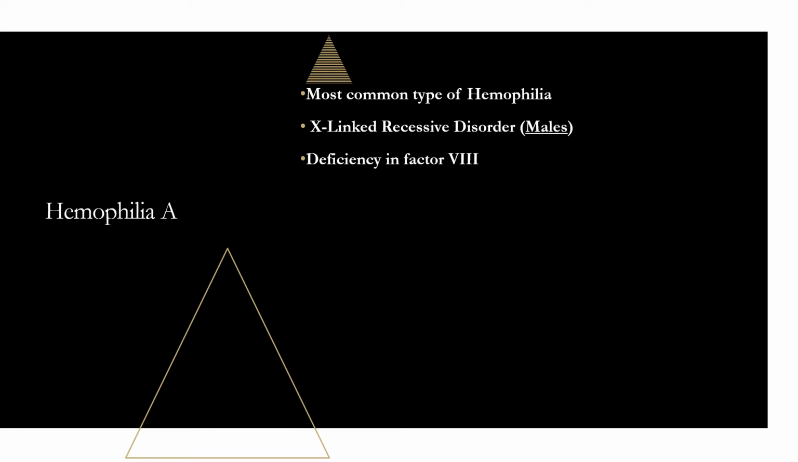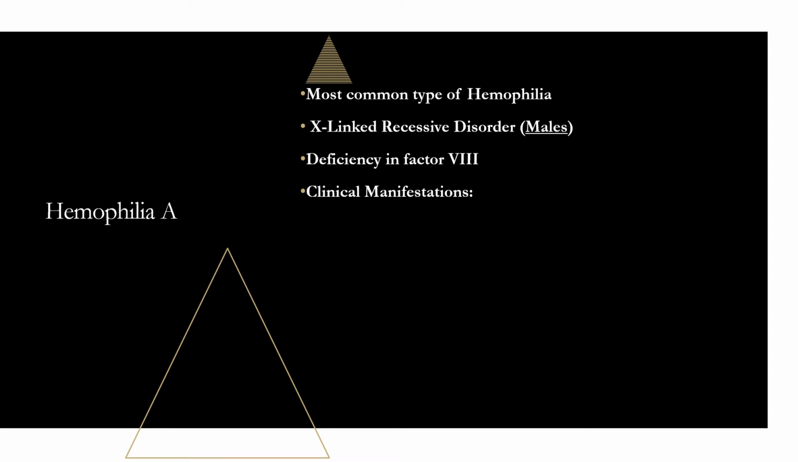So as far as the patho, it's straightforward. You have a deficiency in factor VIII. Factor VIII is part of the coagulation cascade, specifically in the intrinsic pathway. And when you have low factor VIII, you have a disruption and decreased ability to form clots. There's nothing really complicated here. Just remember it's factor VIII that you're deficient in hemophilia A.